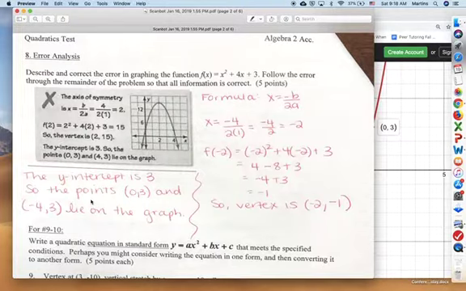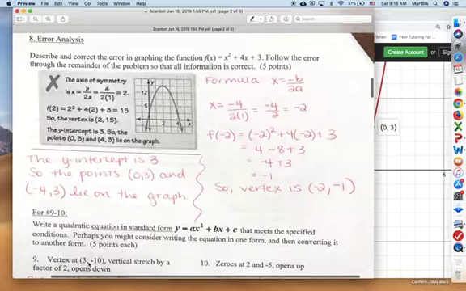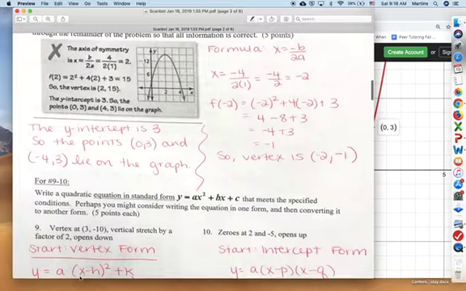Okay, continuing on. It says, write a quadratic equation in standard form that meets the specified conditions. Perhaps you might consider writing the equation in one form and then converting it to another form. So basically you want to ask yourself what is most convenient. Well, if I know the vertex and I've got some stretching and I know which way it opens, it seems very clear that I'm going to use vertex form. Okay, so I know that my vertex form is a times quantity x minus h squared plus k.